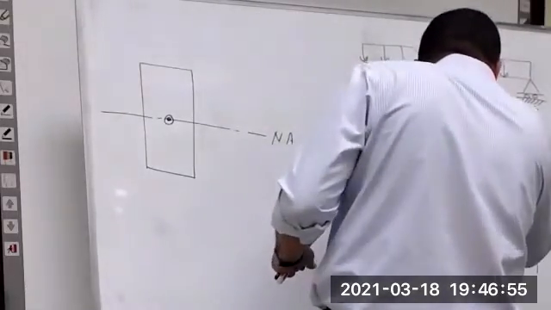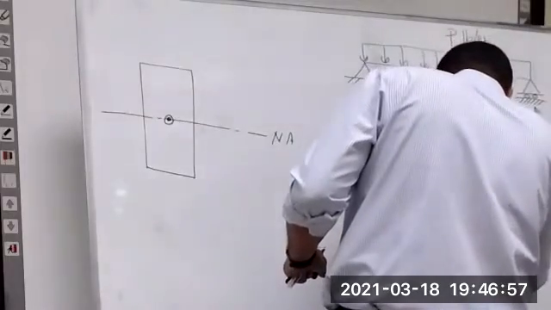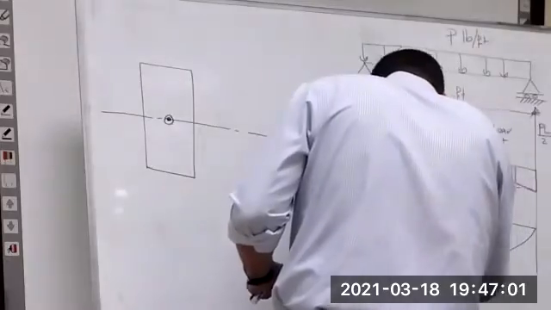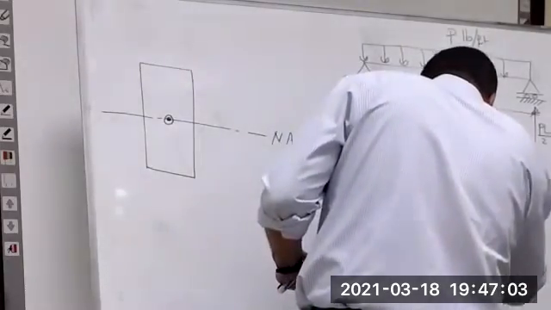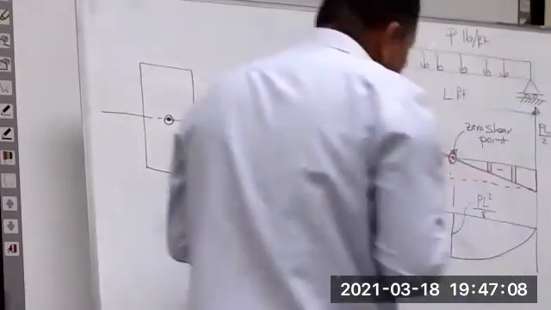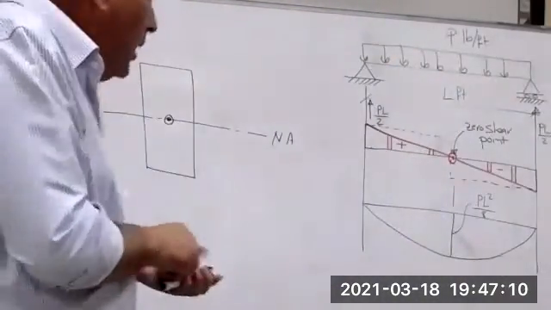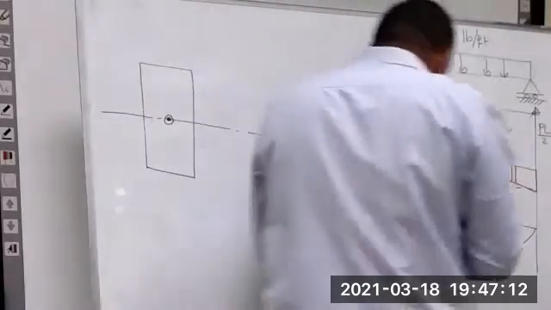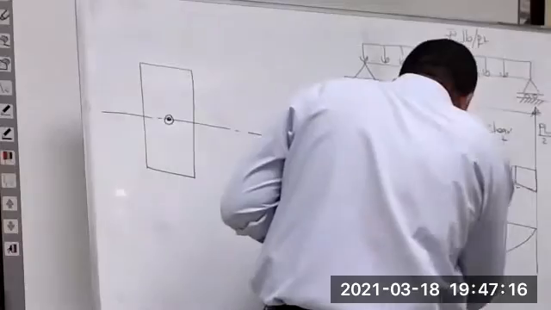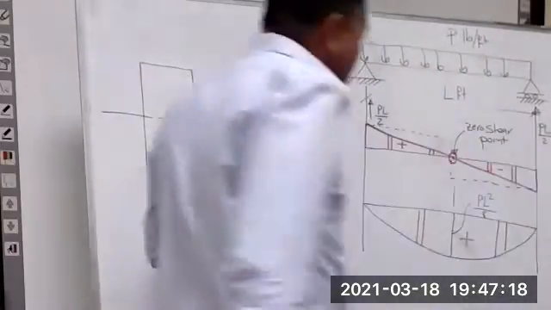It comes underneath, zero at the ends, and the maximum is down here. A parabolic curve equal to BL squared over 8. This is a formula. If you calculate it, you will find it like that. Positive moment. All positive.